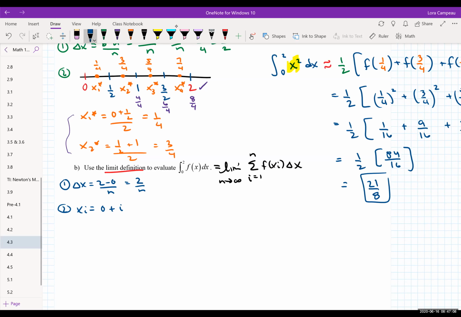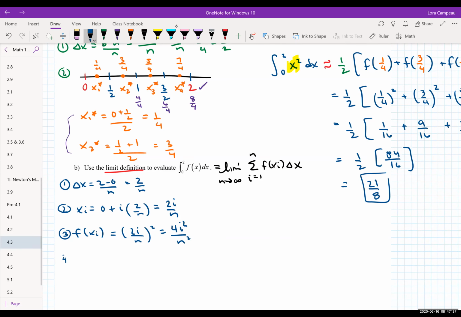We're getting really good at it. We don't have to necessarily write out the formula each time. So I should have 2i over n. I can look at now evaluating the function at the x of i I just found. And so our function is x squared. So that's (2i over n) squared. Let me simplify it a little bit. What is that? 4i squared over n squared.